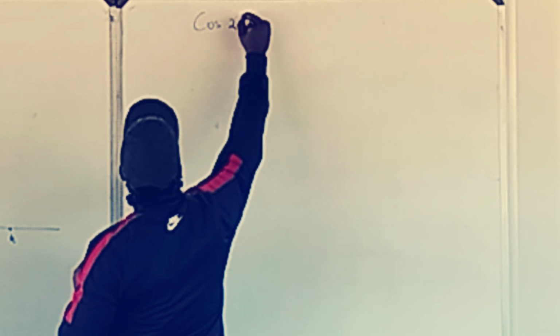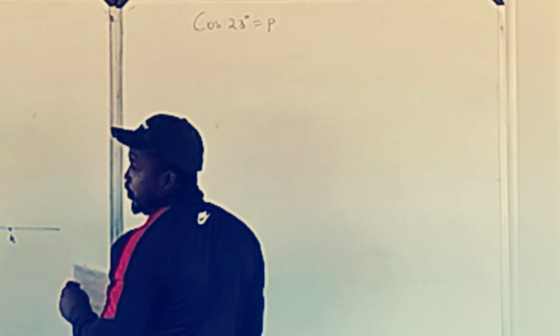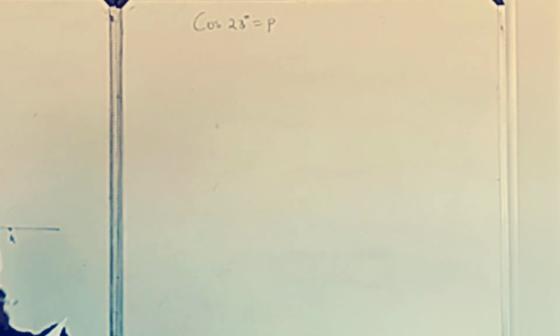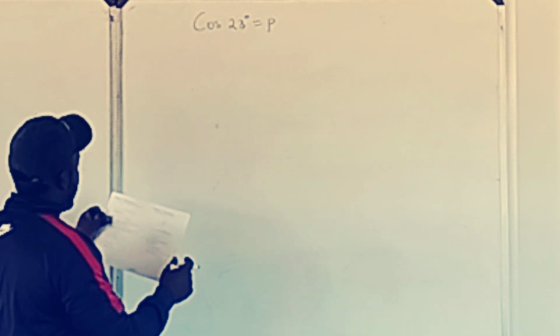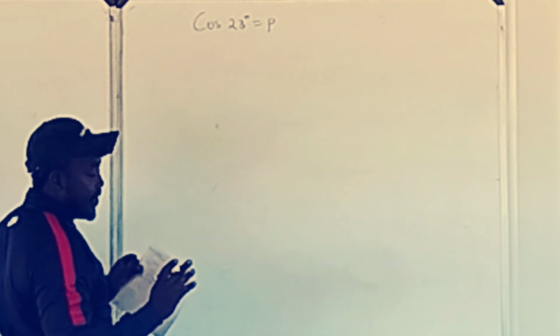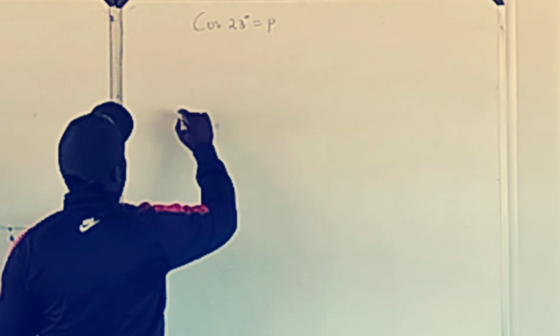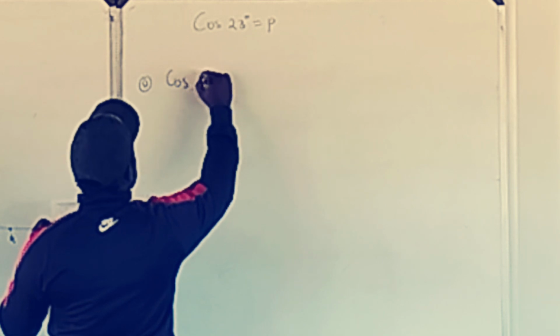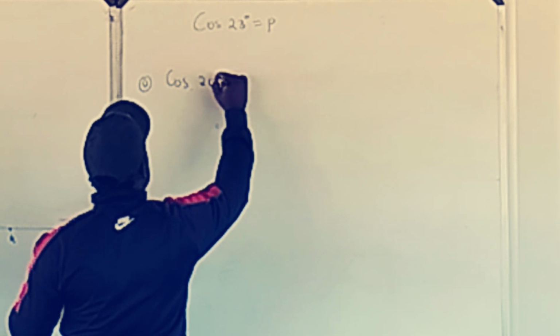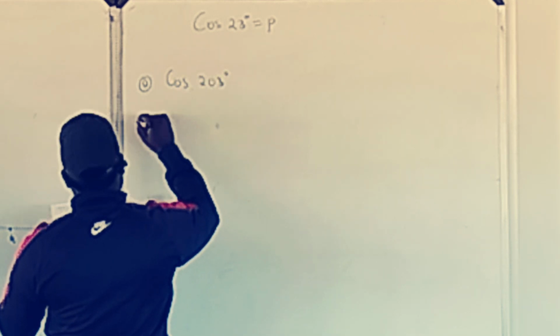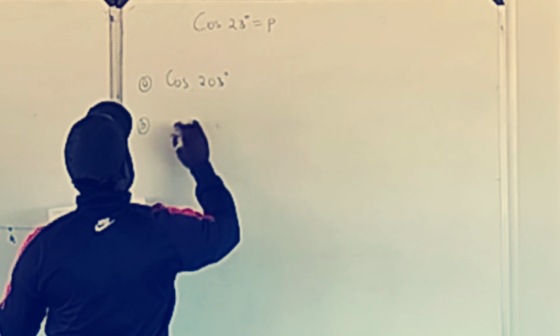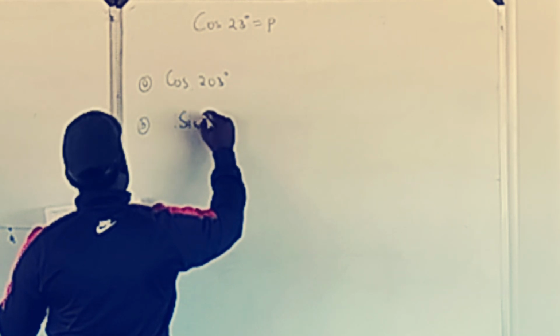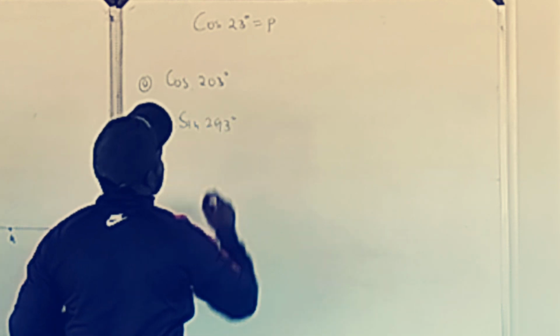The cos of 23 equals P. I think we also had something like this in our term 1 test. Yes. And they say now, without using the calculator, we need to go and find (a) your cos of 203, and (b) the sine of 293.